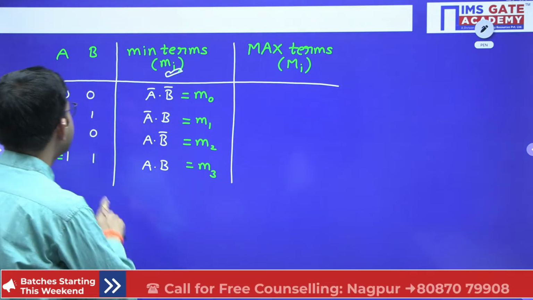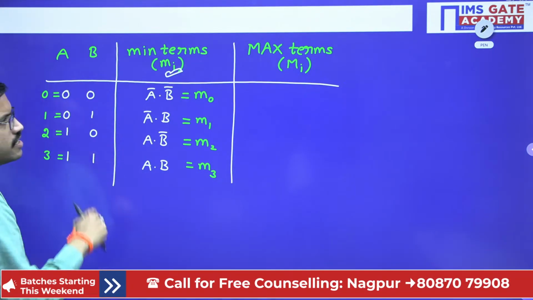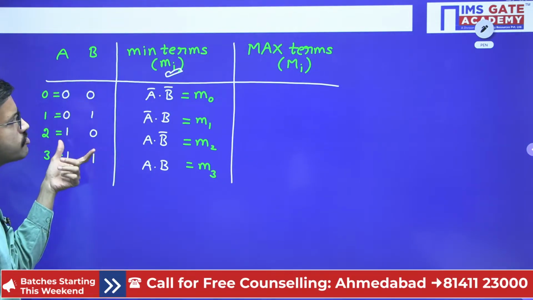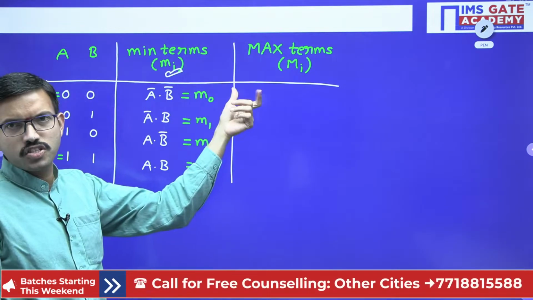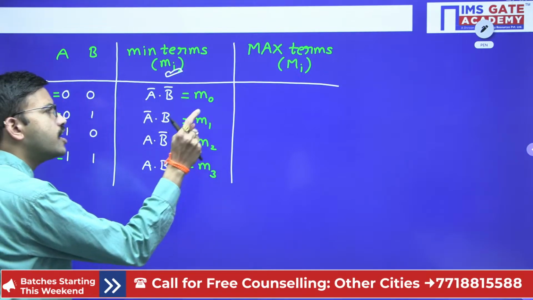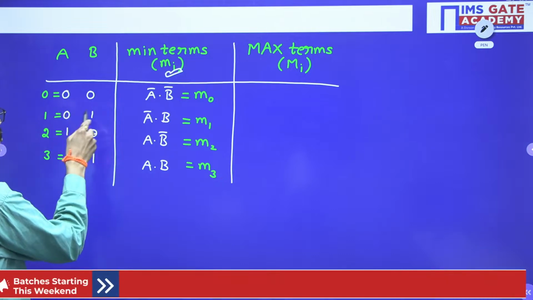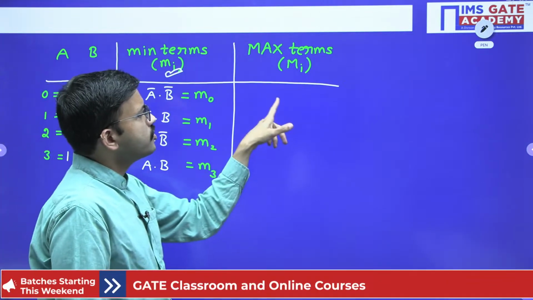Similarly, for any input combination, if you get output 0, then the respective input combination we call a max term. Here, in order to get output 0, say for example for the 0 0 combination, we want to get output 0.